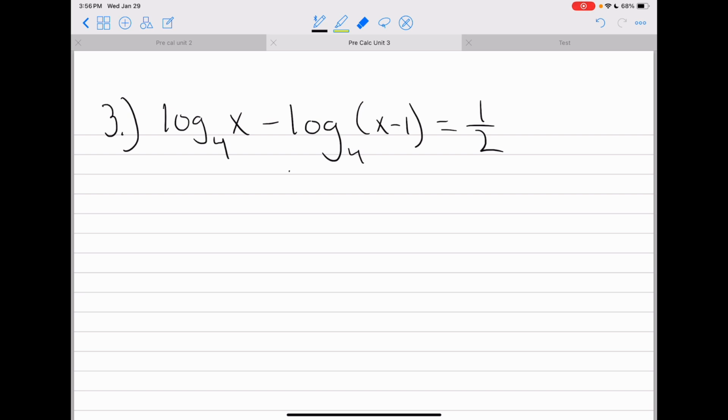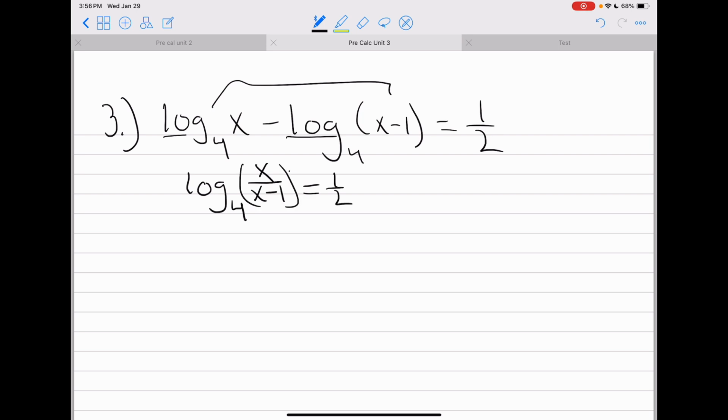All right, first, condense the equation. I see some serious property action that can happen here. I believe it's the quotient property. So let's rewrite this because we don't want log and log. We got to get those together. So we got log base 4, and this is the quotient property, x over x minus 1 equals 1/2. All right, cool. So we did that.